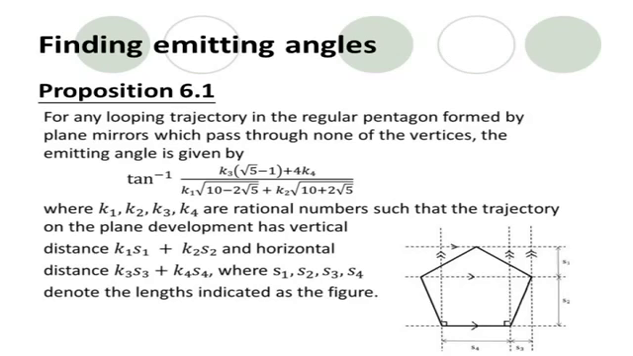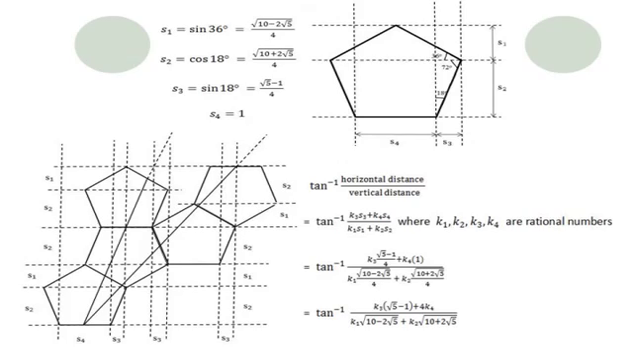After studying the looping of the trajectory, we are interested in finding their emitting angles. First of all, we can draw the corresponding plane development of a trajectory by repeated reflection. For example, the one shown on the screen, we can easily measure the vertical distance and horizontal distance between the starting point and the ending point of the straight line on the plane development. Then we can find the emitting angle by arctangent of horizontal distance over vertical distance, which can be expressed as the formula in Proposition 6.1. The trajectory can go back to the starting position if and only if its emitting angle can be expressed as this formula.